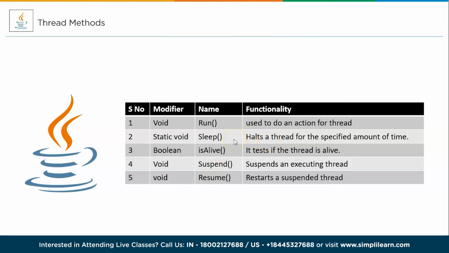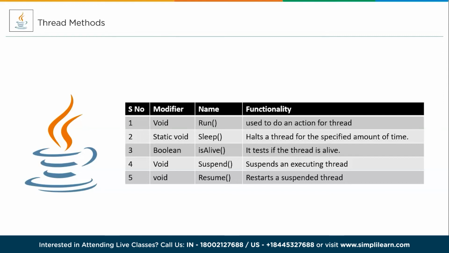The sleep method simply holds a thread for a specific amount of time. If you want to hold the execution of a particular thread, then you can define this sleep method and add the number of milliseconds for which you want to hold that particular thread. Next is isAlive. isAlive can be considered a Boolean type of method where you can just check if a thread is alive or not. It will return a value based on the activity of that particular thread, and you can use that for further processing. Next is the suspend method, which will suspend an executing thread.